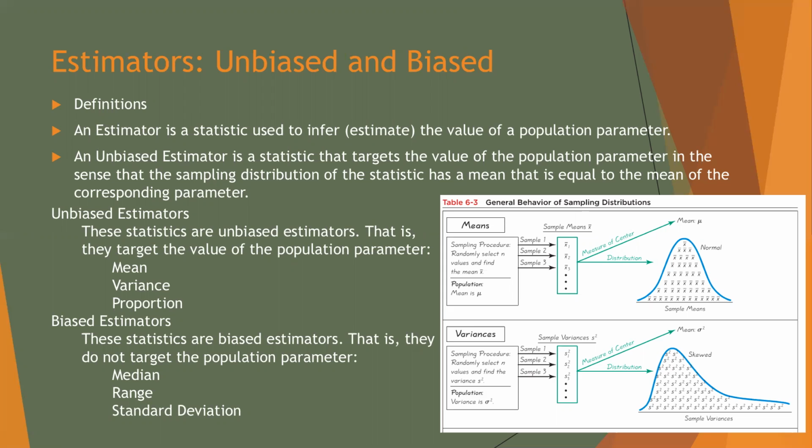Some of the unbiased estimators are the mean, variance, and proportion, and some of the biased estimators are the median, the range, and the standard deviation.